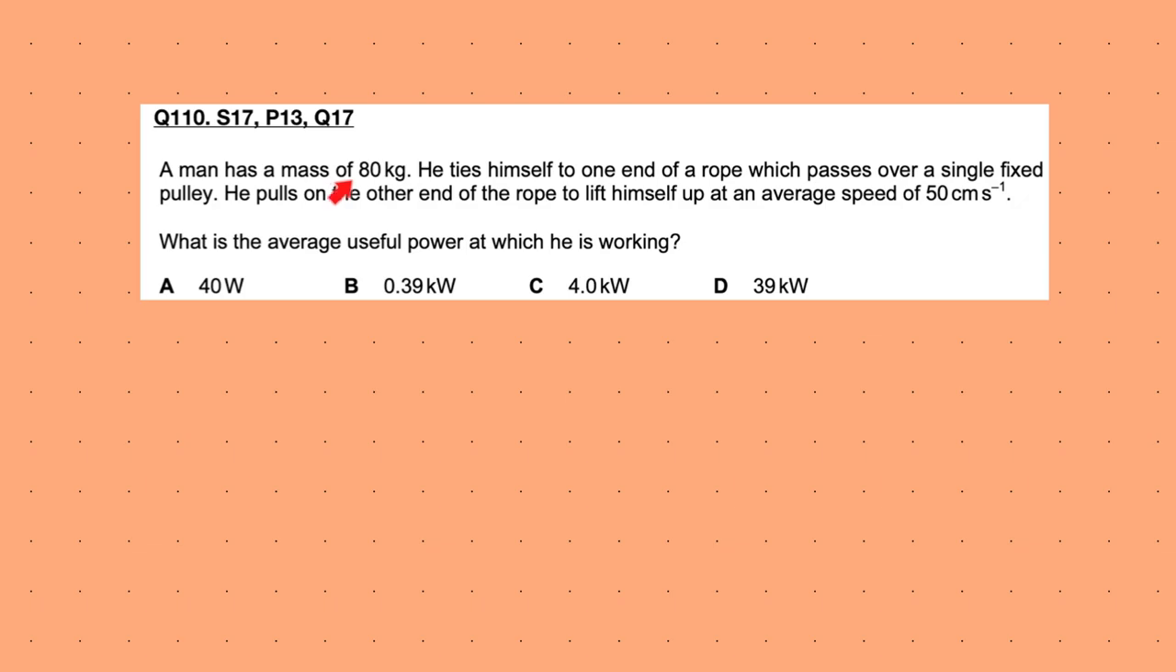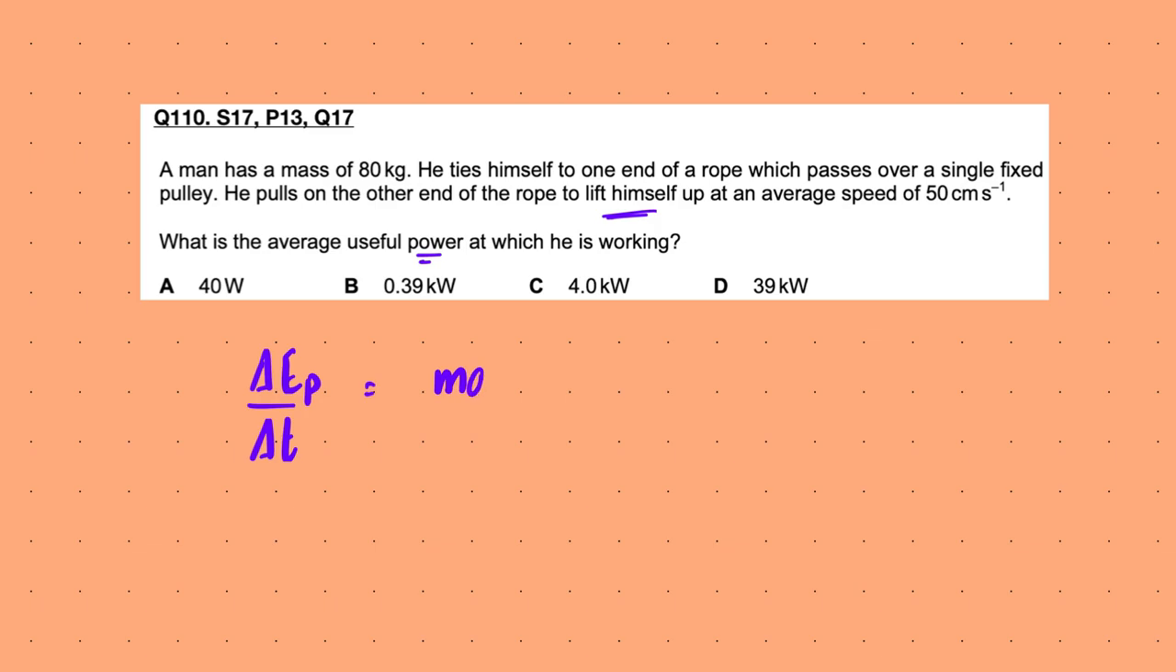A man has a mass of 80 kg. He ties himself to one end of a rope which passes over a single fixed pulley. He pulls on the other end of the rope to lift himself up at an average speed of this much. What is the average useful power at which he is working? Alright, so in this case, I know that if he's lifting himself up, that's basically potential energy which is increasing. But it's asking about power, which is really just the rate of change of potential energy.